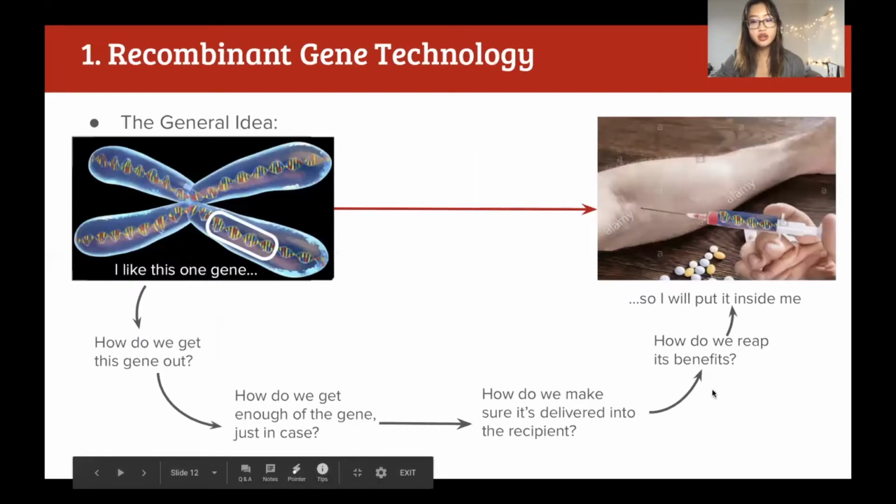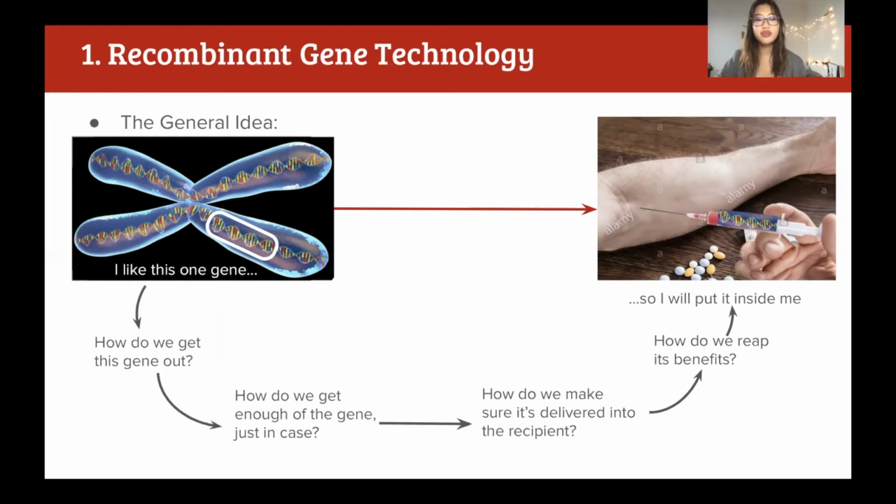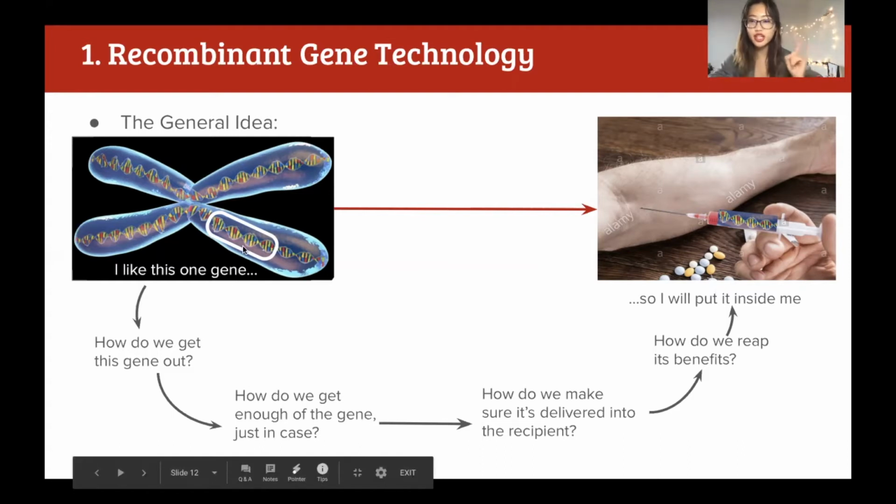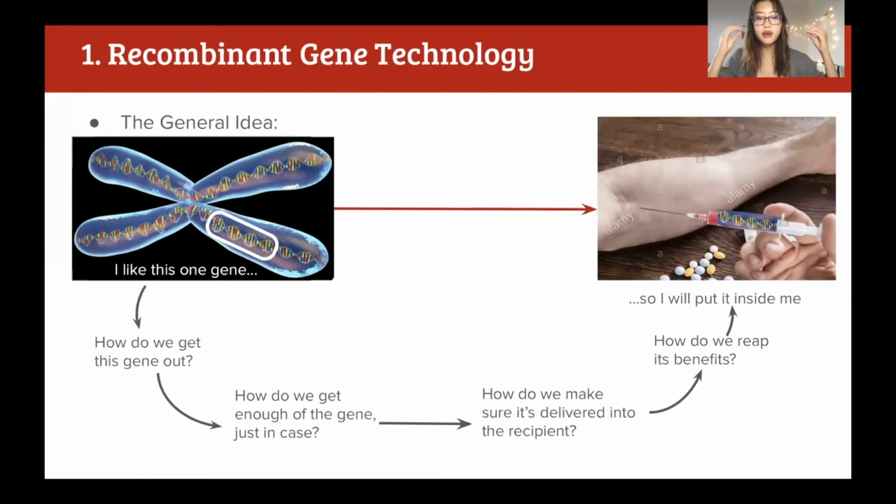Right, okay, so what's the general idea of recombinant gene technology? The general idea is that I have this one gene that I really, really like, and I want it for myself, right? So how do you get from point A to point B though? There are a bunch of considerations that we have to take into account, and these considerations are what's gonna drive the step-by-step methodology that I'm going to take you guys through later.